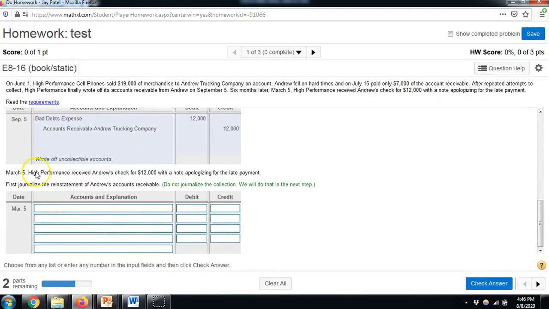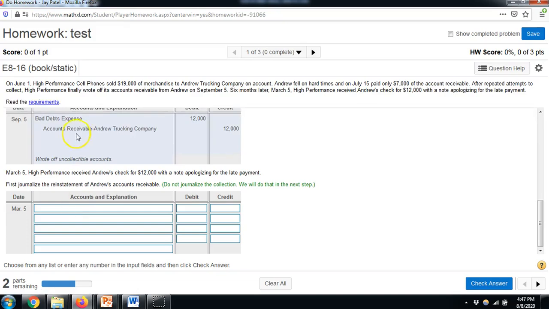And now High Performance received a check for $12,000 with a note apologizing for the late payment. So basically we wrote off this account receivable, but in actuality we're going to collect it, because this customer came through and is going to pay off what they owe us. So we have two steps to this. The first step is to reinstate this account receivable that we wrote off on September 5th. So how do we do that?